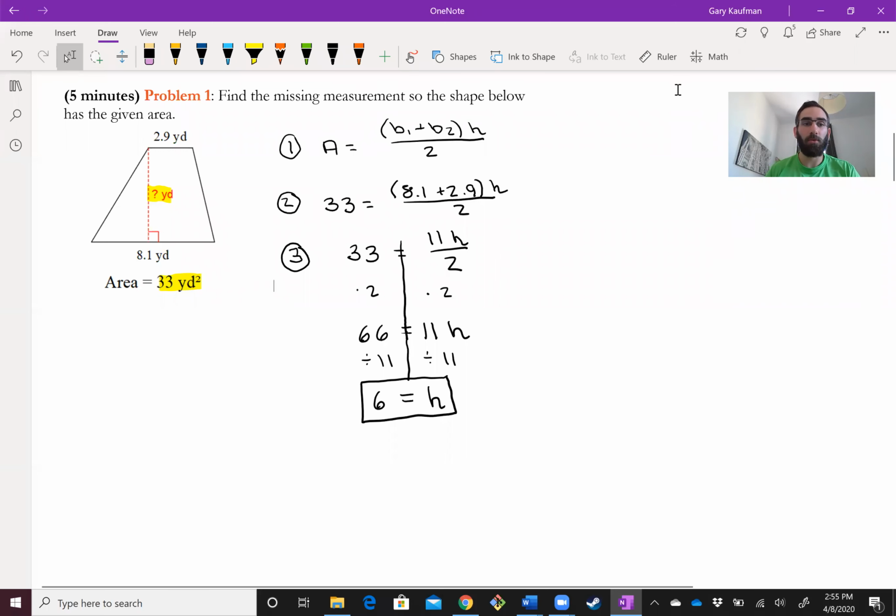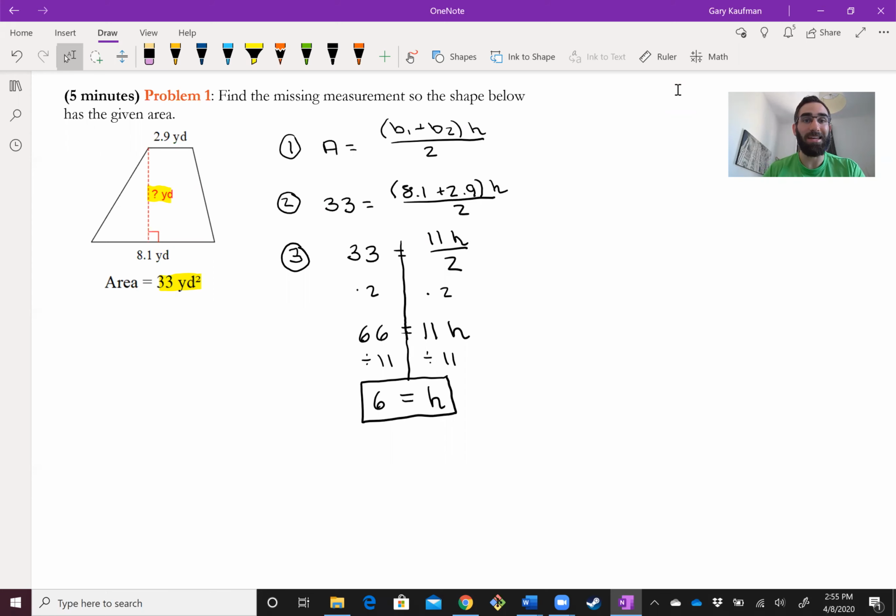So you will see all of the questions will follow this format where I will label 1, 2, 3, 4, the steps that I'm doing. They're not the only way to do this. You might have thought of a different way of still getting to the answer. So as long as you got to h equals 6 and you showed your work, that is okay.